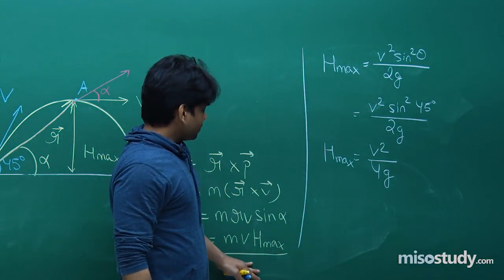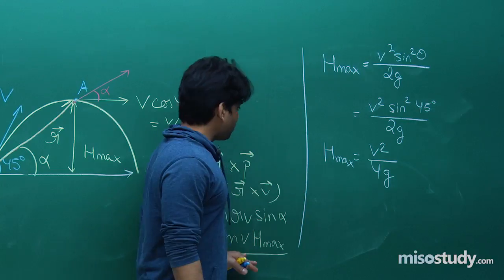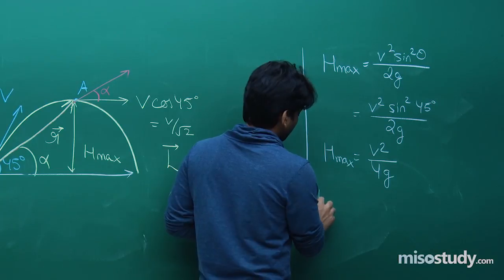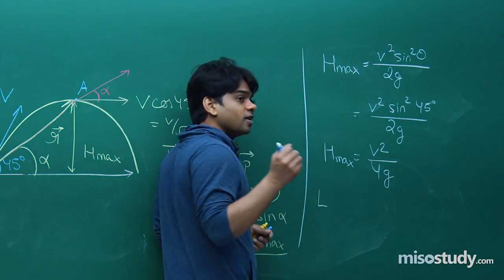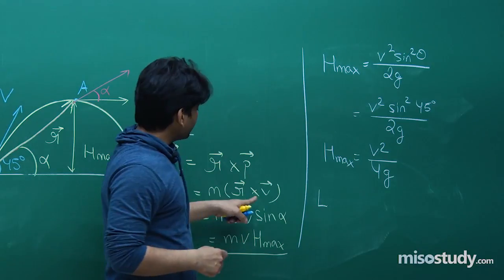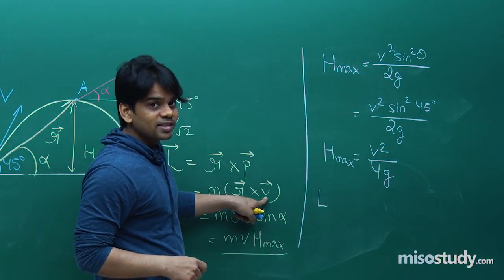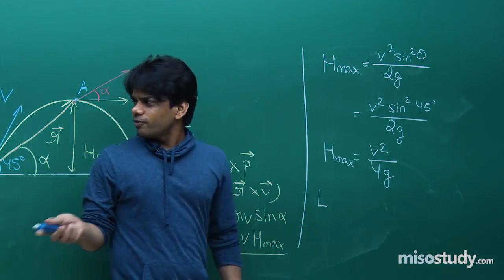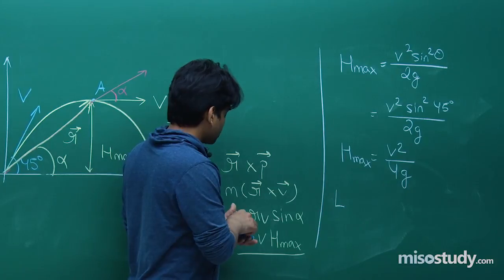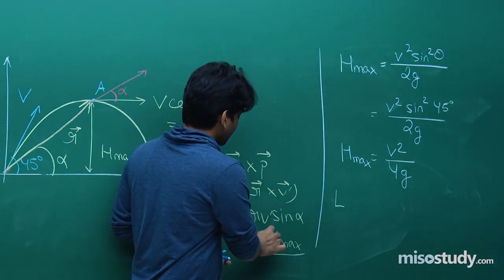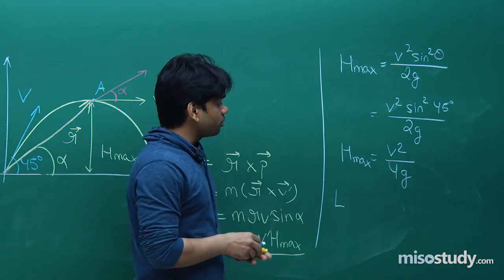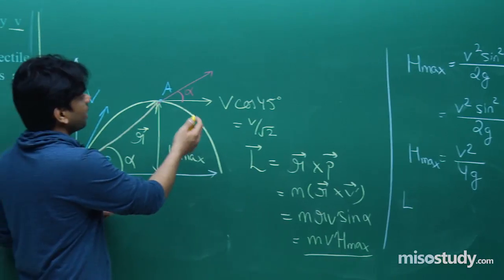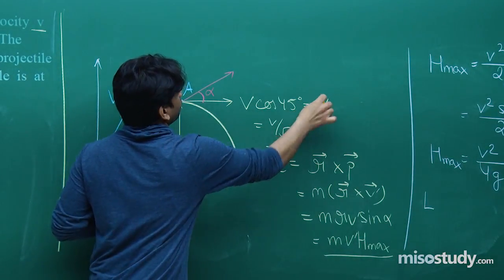Now multiply here, and you will have m v into h max. So finally, to find the angular momentum of the particle at the highest point, one more thing: we are writing this velocity v as the highest point velocity. Because we have used v for the initial velocity, let's use v dash for this, which is equal to v by root 2. Let's use v dash, the particle's velocity at the highest point.